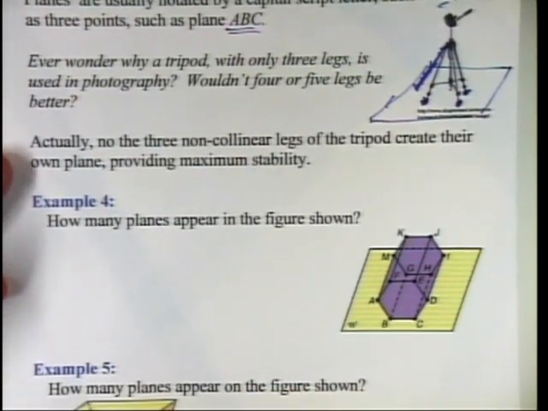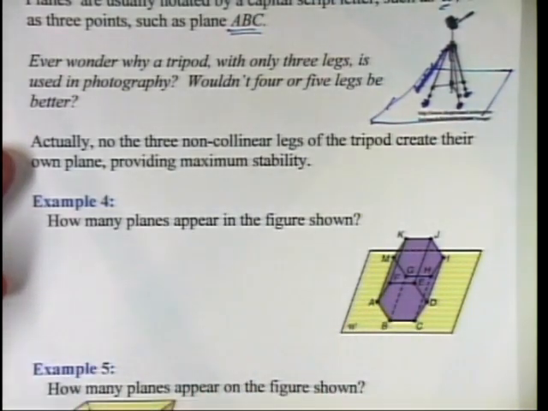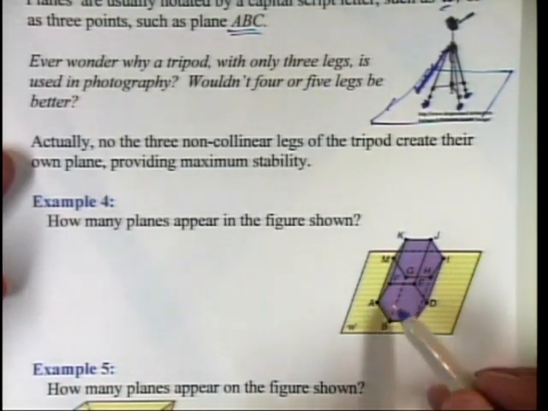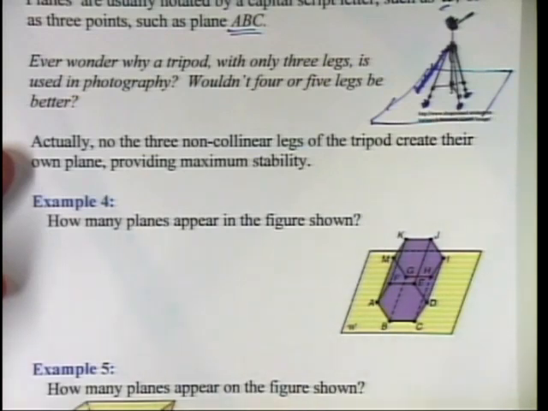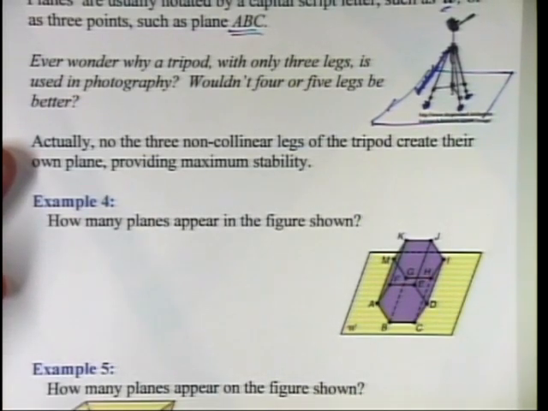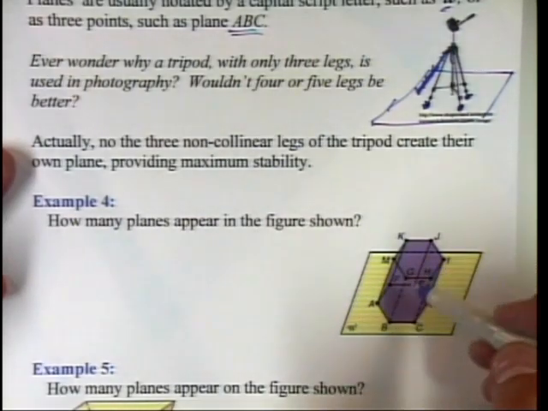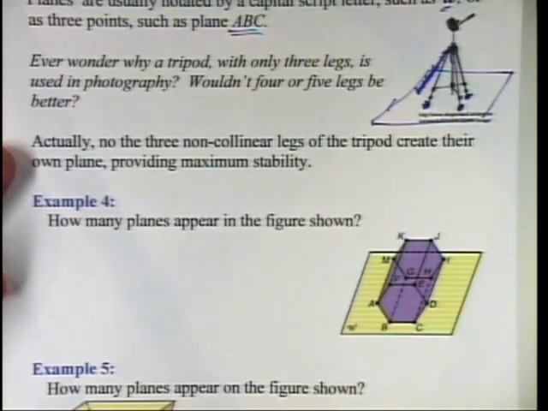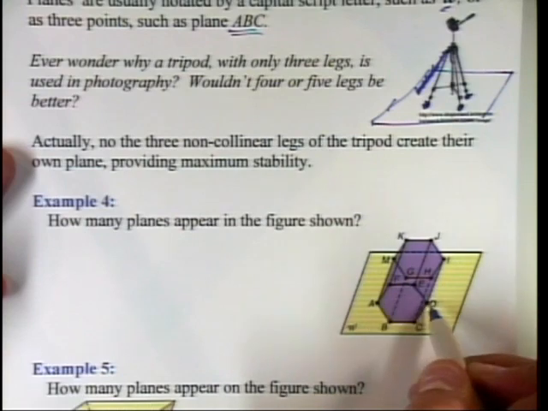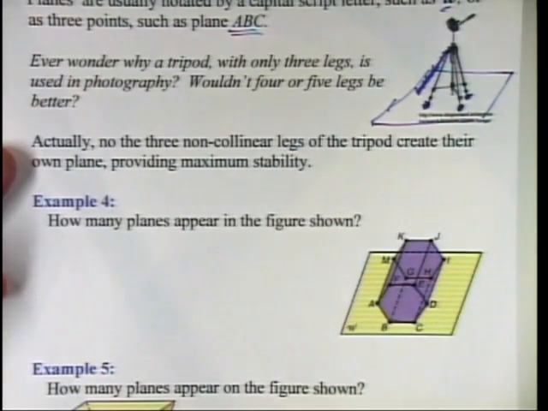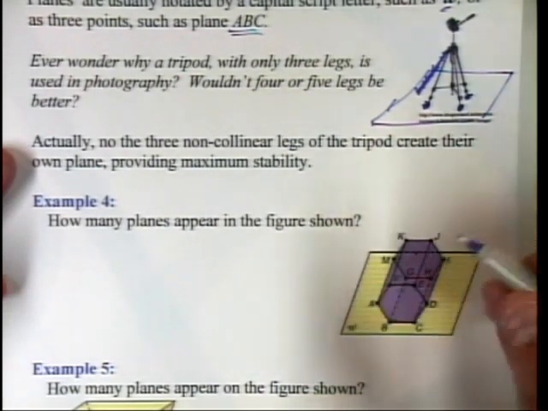Let's look at this example here. How many planes appear in the figure below? Now notice that we have a 3-dimensional object that we're trying to represent on a 2-dimensional plane, on a flat surface. So the shading and the way we have it drawn at an angle can help you see the dimensions. Now notice that the face of this purple object has 6 sides. It's called a hexagon. There's also a face on the other side.